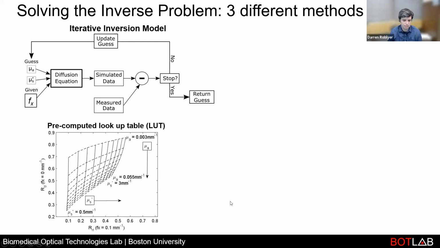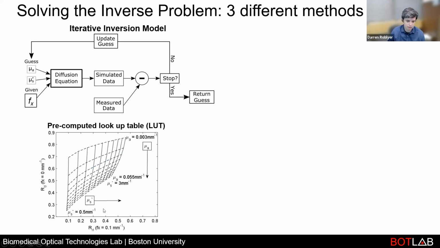A much more efficient way to solve this problem is by using a pre-computed lookup table. An example of that is shown here. So on the axes are diffuse reflectance at DC and diffuse reflectance at a higher spatial frequency. These are your measurements, and they map to some unique mu A and mu S prime value. So in the lookup table, mu S prime are shown as isolines vertically, and mu A is shown as isolines that are mostly horizontal. So where your measurements meet gives you the mu A and mu S prime of your tissue.